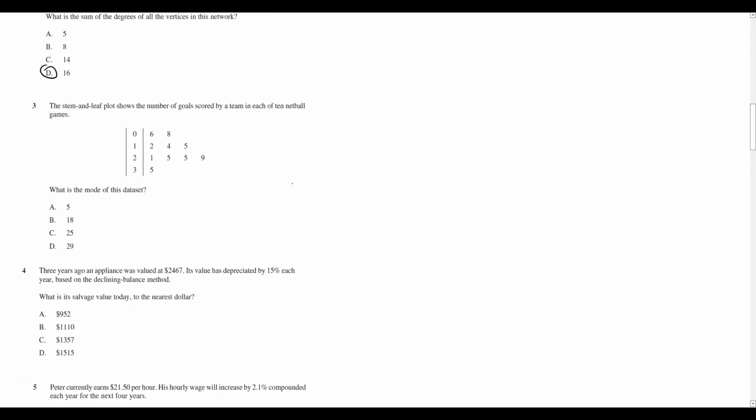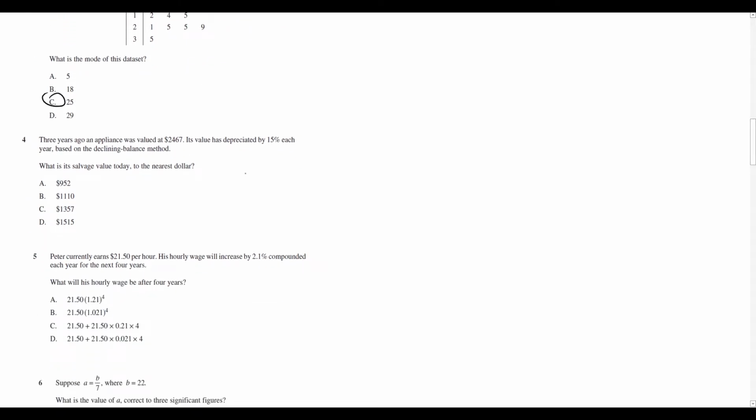Okay, question 3. The stem and leaf plot shows the number of goals scored by a team in each of 10 netball games. It asks us, what is the mode of this data set? Just a quick reminder, the mode is a score that occurs the most frequently. If we have a quick look through, we see that 5 doesn't even occur, 18 doesn't occur, 25 certainly does occur, and that occurs twice, and 29 only occurs once. So clearly our answer is going to be C, 25.